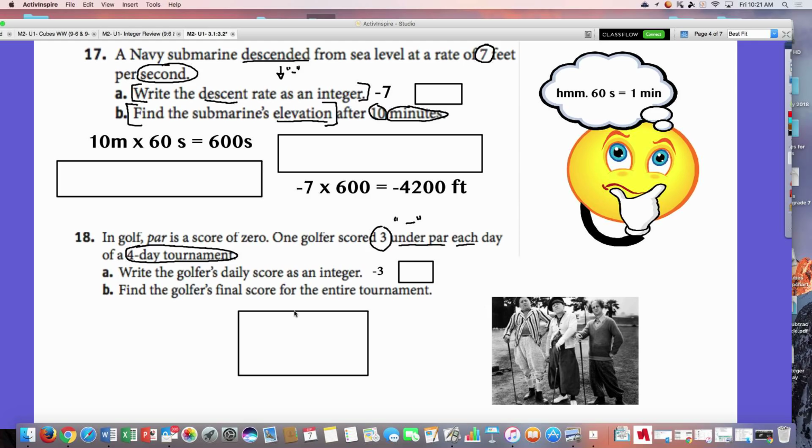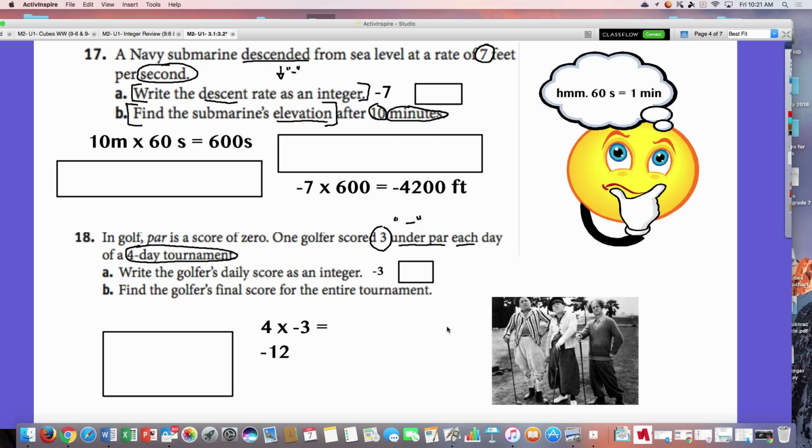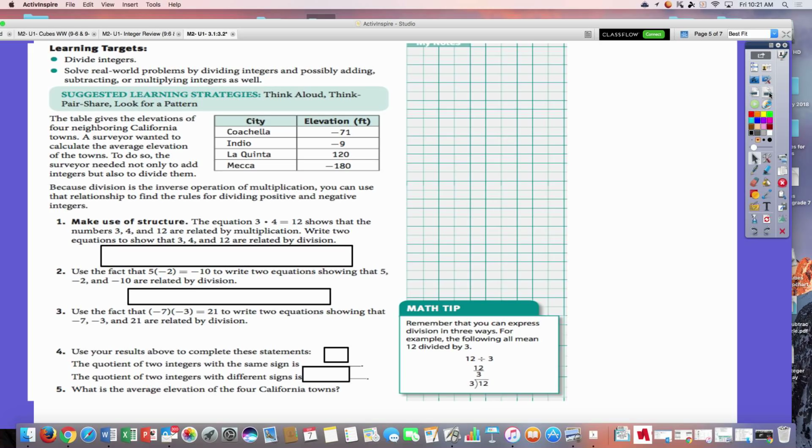Find the golfer's final score for the entire tournament. I took 4 days times negative 3, and you know a positive times a negative is a negative. Negative 12 was the score for the entire tournament.